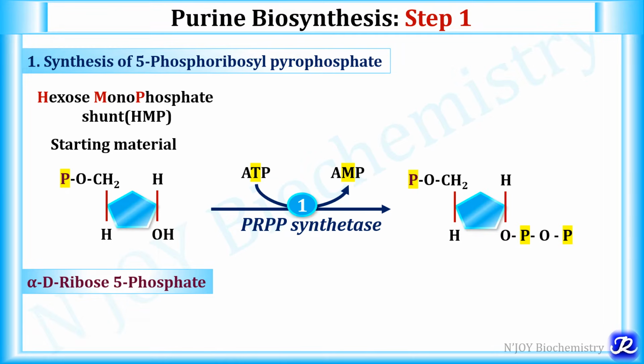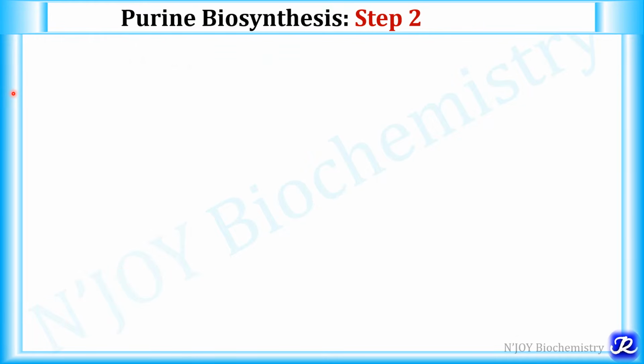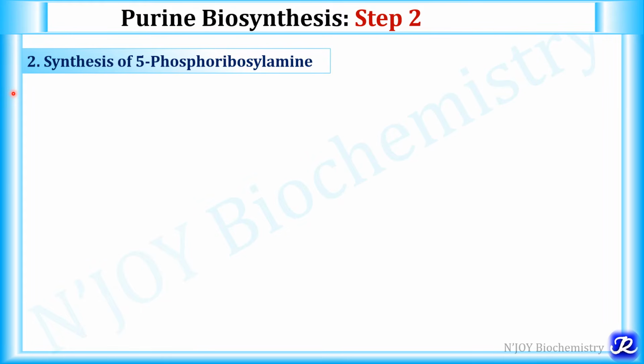And this is the structure of PRPP, the phosphoribosyl pyrophosphate, where you can see that 2 phosphate groups are linked in the PRPP structure, and that's why from ATP 2 phosphates are donated and AMP is formed. So this is the first step, synthesis of phosphoribosyl pyrophosphate. AMP and GMP are the inhibitors of this PRPP synthetase, and inorganic phosphate is the activator of this PRPP synthetase.